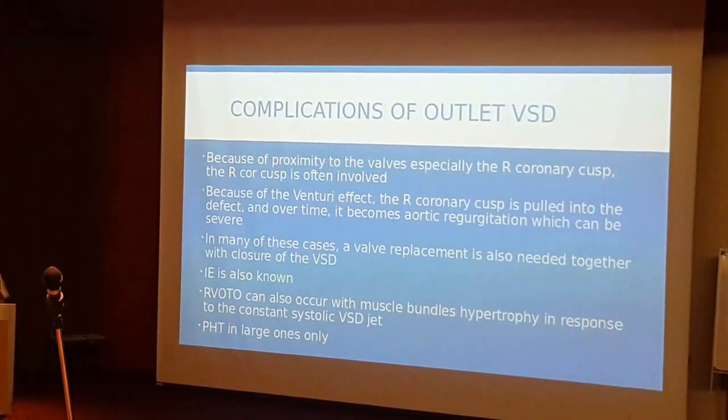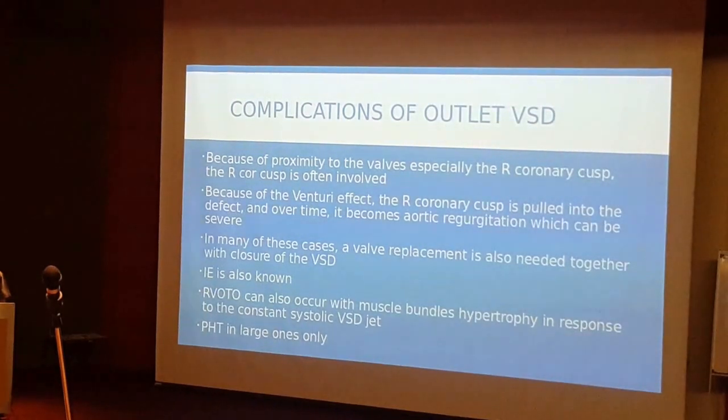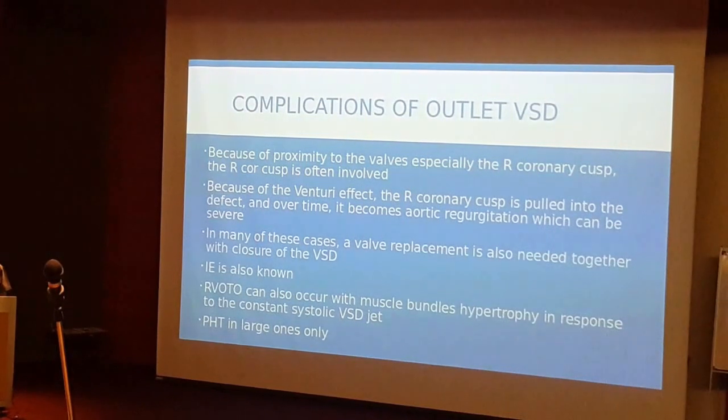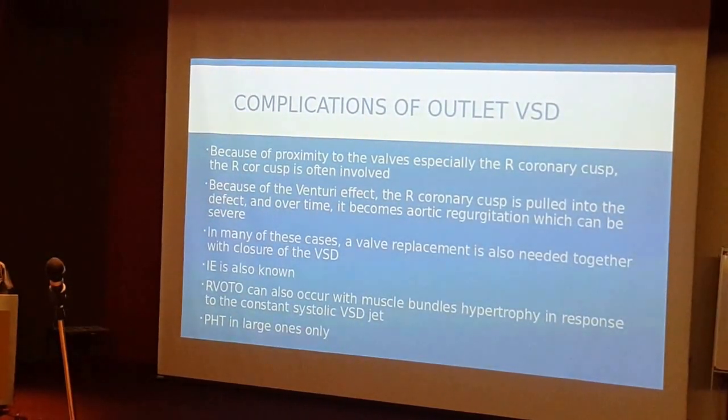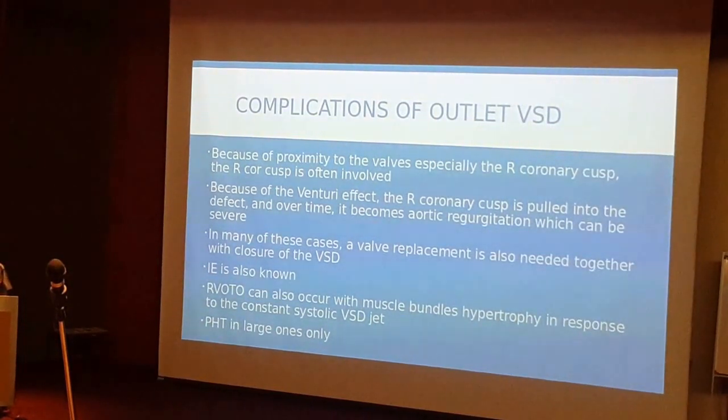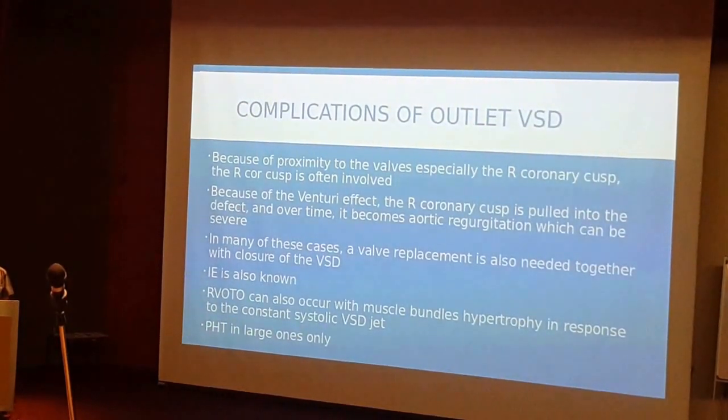Right ventricular outflow tract obstruction can occur naturally because the jet is at the infundibular region and can actually introduce some muscular hypertrophy into that region as well. Pulmonary hypertension only occurs in the very large ones.